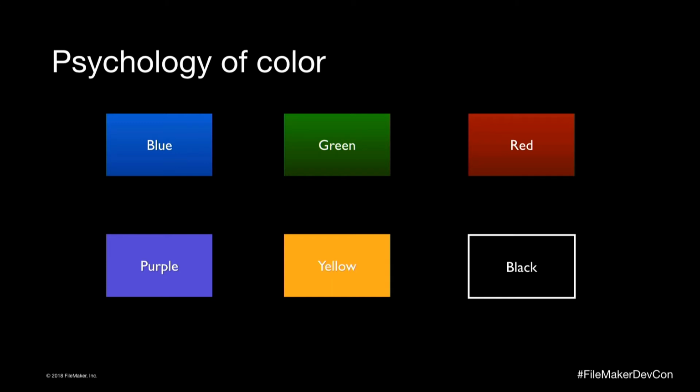Purple can convey wisdom, royalty, respect. Yellow or orange-yellow promotes a sense of optimism and cheerfulness. It also helps move along impulse buyers and window shoppers. Have you noticed that the Amazon logo has that orangish arrow underneath? They're using that orange. Black conveys power, authority, stability.